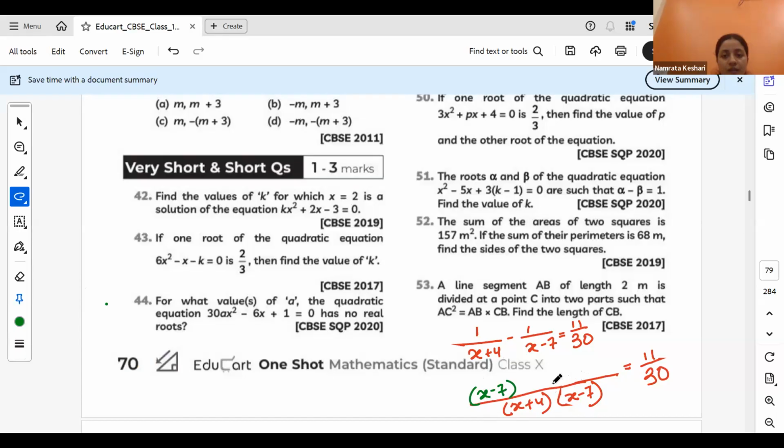Yes, ma'am. Okay, the second term's denominator is x minus 7. If we compare it with the complete denominator which we have obtained by LCM, x minus 7 is there, but here x plus 4 is extra. So that we need to multiply with the numerator. Since our numerator is just 1, we are multiplying and writing it directly.